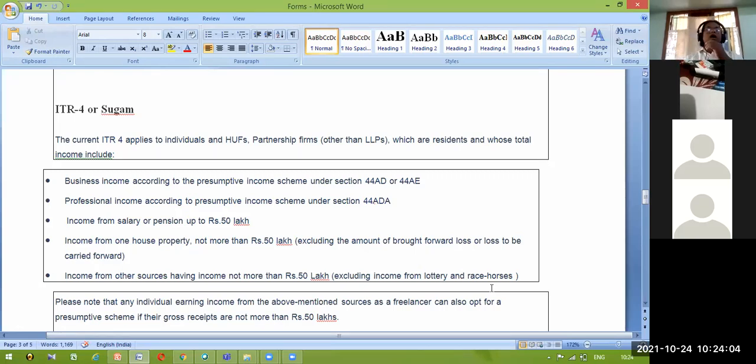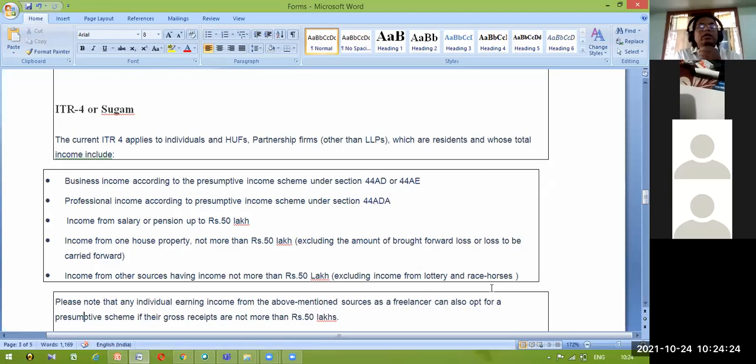So here also, if you have one house, I told you to do a comparative study between ITR 1 and 4. There are some similarities. Let us see that. Please see and study. In ITR 1 also, you have income from one house property. In ITR 4 also, income from one house property.